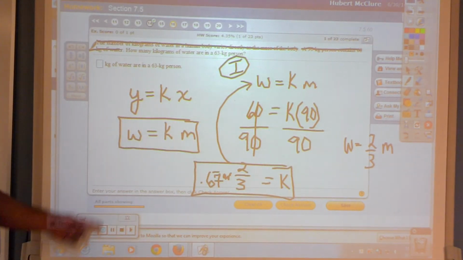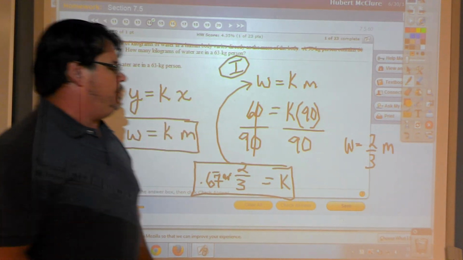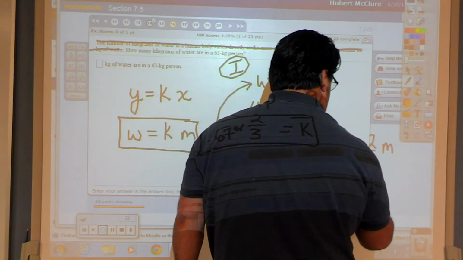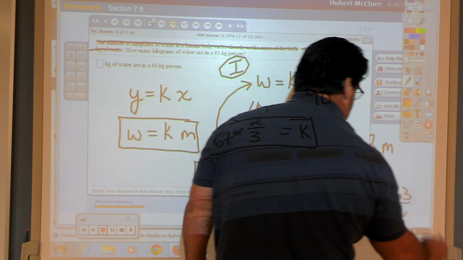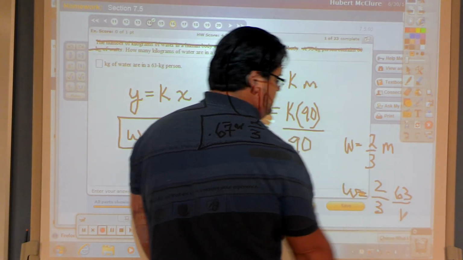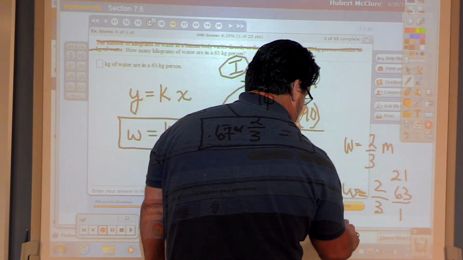Now what does it say? How many kilograms of water are in a 63 kilogram person? 2/3 times 63 over 1. How many times will 3 go into 63? 21. 21 times 2 is 42. 42.